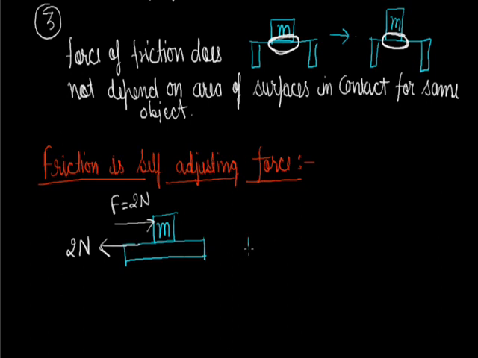Now suppose we increase the applied force by a small amount. Suppose now the applied force is 3 Newton. Again we observe the block remains at rest. Obviously the force of friction has also increased and has become equal and opposite to the applied force. So we can say here the force of friction will be equal to the applied force, which is 3 Newton, in the opposite direction.